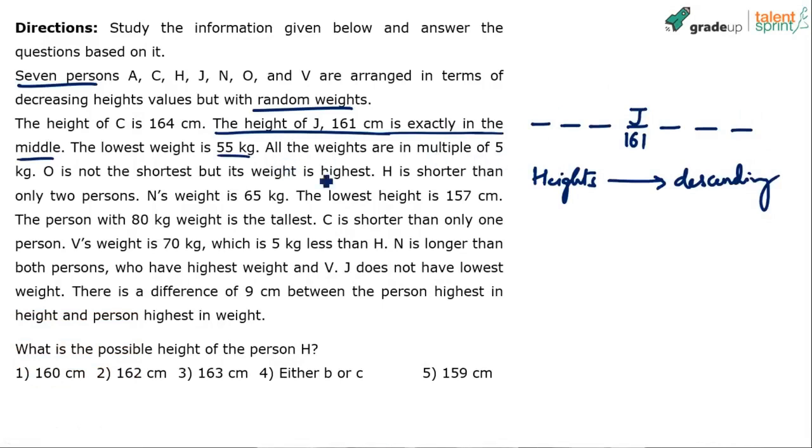All the weights are in multiples of 5 kg. Now this also is an important point. You can already see that this weight is 55 kg. All the weights are multiples of 5, so 55, 60, 65, 70 and so on. Now read the next point.